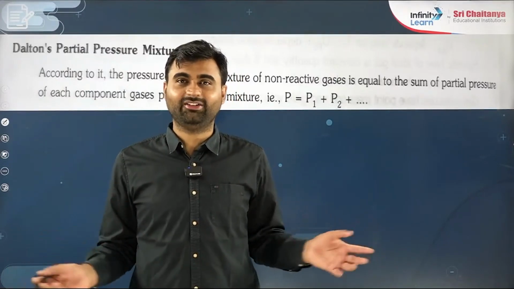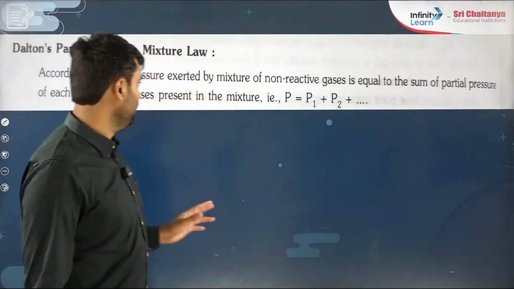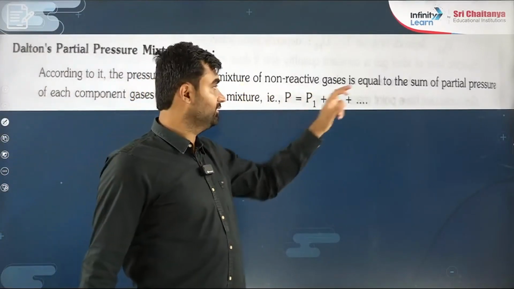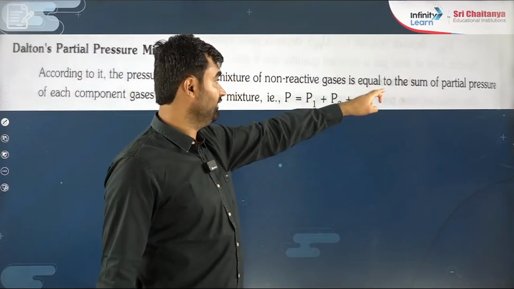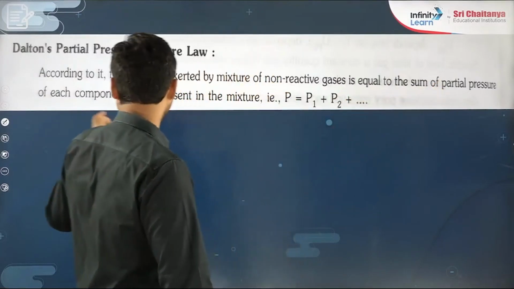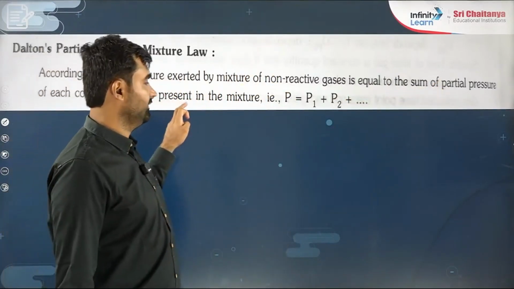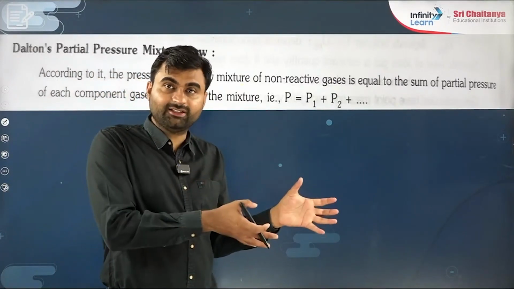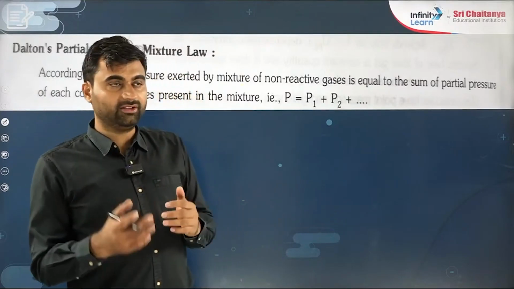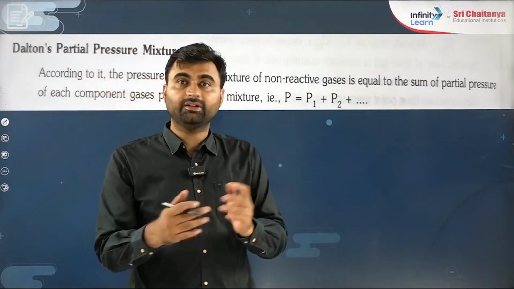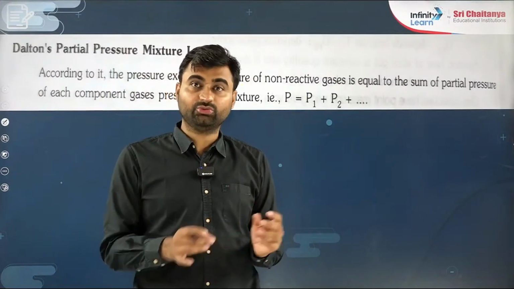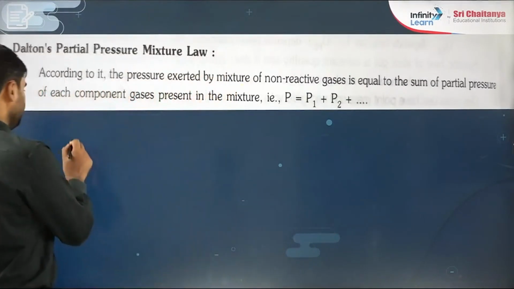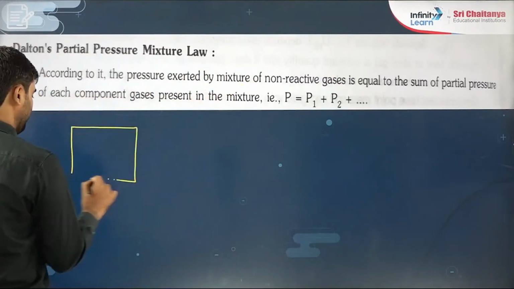It is not rocket science, it is very simple. What? That in a mixture, the total pressure is equal to the sum of the partial pressures of each component gas. Partial pressure means pressure due to an individual gas. Pressure due to nitrogen plus pressure due to oxygen equals total pressure. Agree or not? With one example you can understand this.